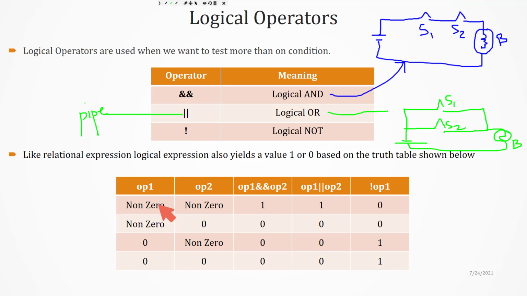Non-zero, you just imagine like the switch is on. Here OP1 and OP2 are two switches, both turned on. That means the result will be 1. Here non-zero and 0. 0 means the switch is off. In AND, if any one of the switches is off, the result will also be off. That's why the result is 0. Here also 0 and non-zero, one of the switches is off, so the result is 0. Both the switches are off, so the result is 0.